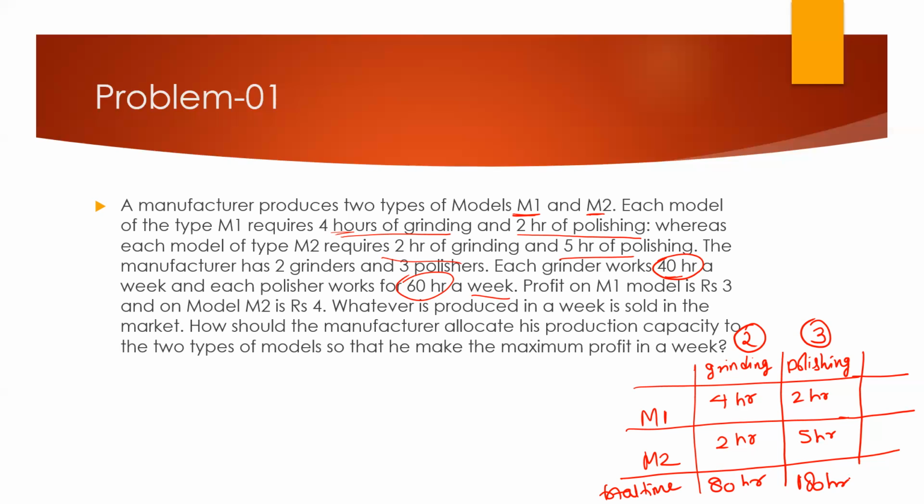Clear everyone? Profit on M1 is rupees 3 and profit on M2 is rupees 4. So 1 unit of M1 gives a profit of rupees 3 and 1 unit of M2 gives a profit of rupees 4. Whatever you produce in a week is sold in the market. So how should the manufacturer allocate his production capacity to the two types of model so that he can make the maximum profit in a week?